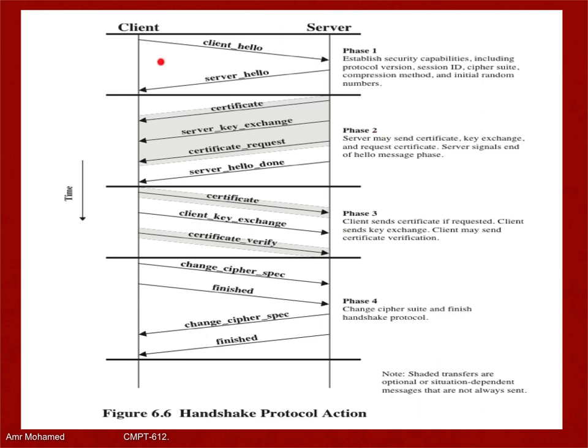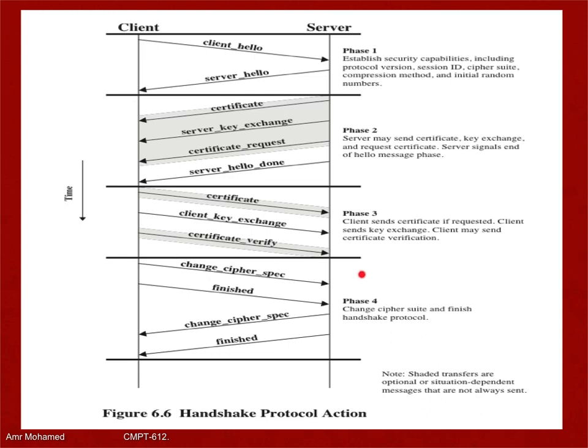Once you finish all the handshake, the client will inform the server, change cipher-spec: I'm going to use the cipher-spec that we have both agreed on, for all the upcoming connections. And the server will do the same, and that's it. So that part is easy. This is phase 4.